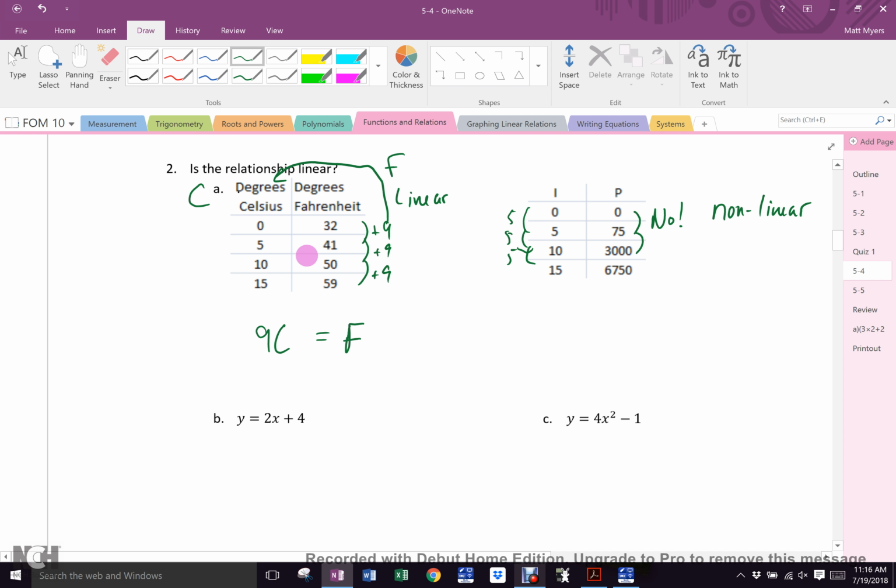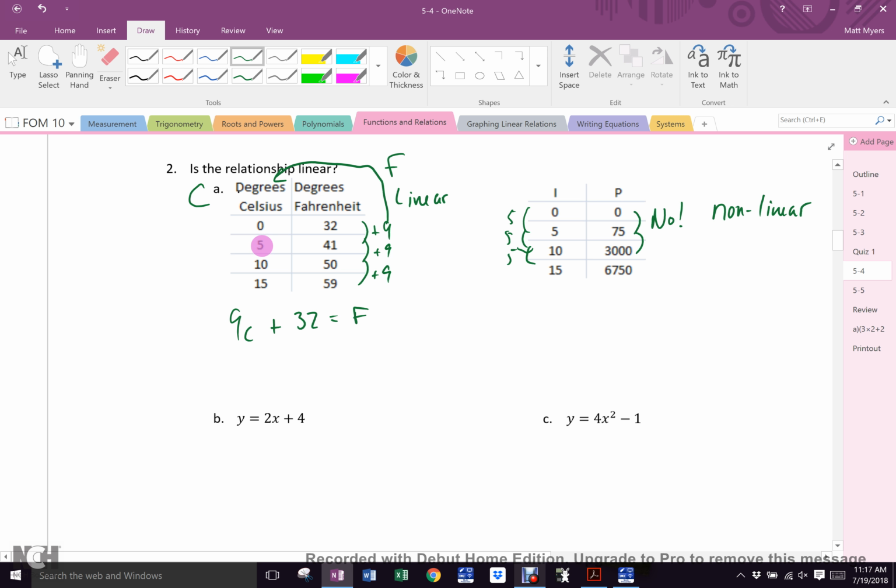So what would I have to do to 9C to get to 32? I'd have to add 32. So now I'm building my equation. 9C plus 32 equals F, correct? Right? Well, now let's check the next one.